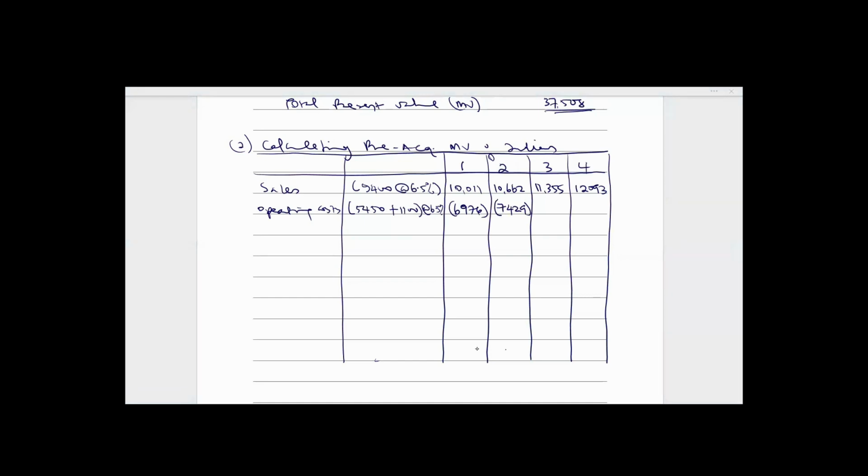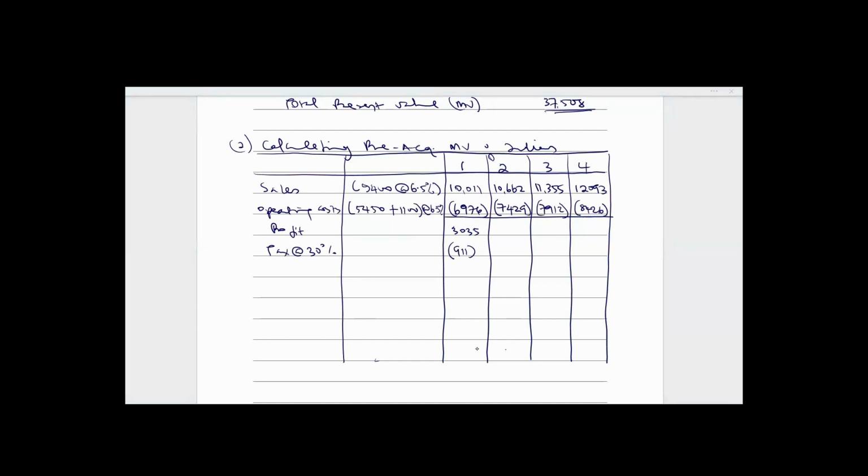Multiply by 1.065, 7912. Multiply by 1.065 equals 8426. So let's find the profits. 10,011 minus 6976 equals 3035. There is tax at 30%, so multiply by 0.3 equals 911.